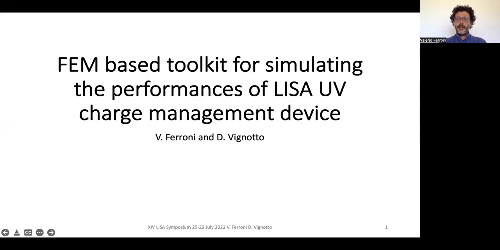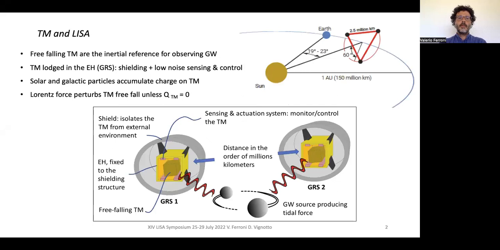Hello, I'm Valerio Ferroni from the University of Trento, and I will tell you about our FEM-based toolkit for simulating the performances of LISA UV charge management device.